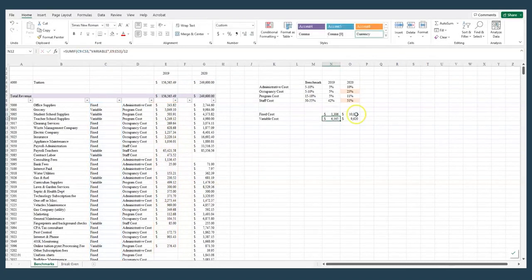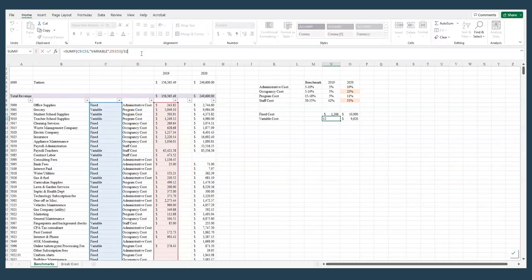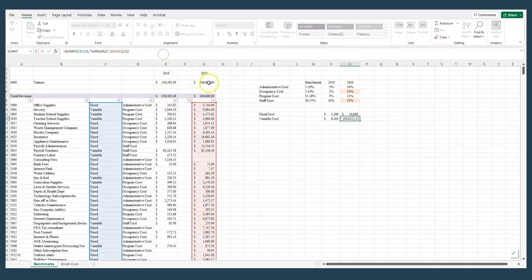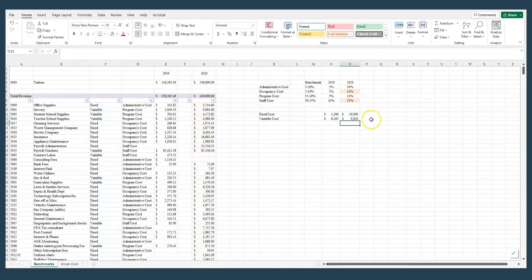And then I'm dividing it by 12, because what I'm wanting to look at is our monthly fixed cost on average and our monthly variable cost on average. And so we can see right here for 2020, when we do this SUMIF, and we divide it by 12, our monthly fixed cost is $10,000, and our variable cost here, again, looking at variable for 2020, divided by 12, is $9,620. So right now our average costs are about $19,620.